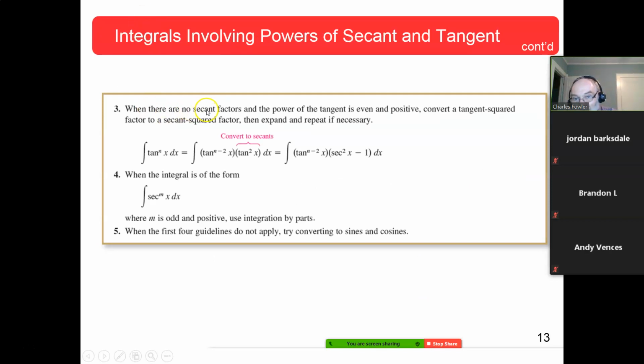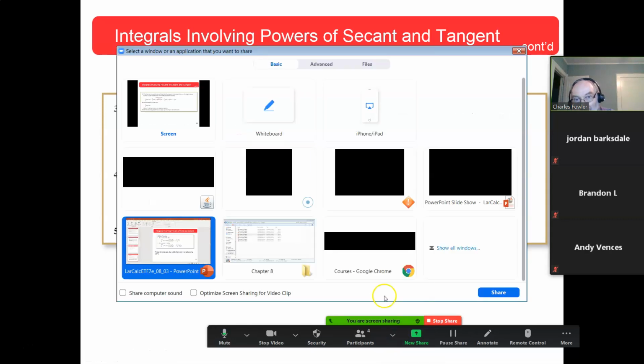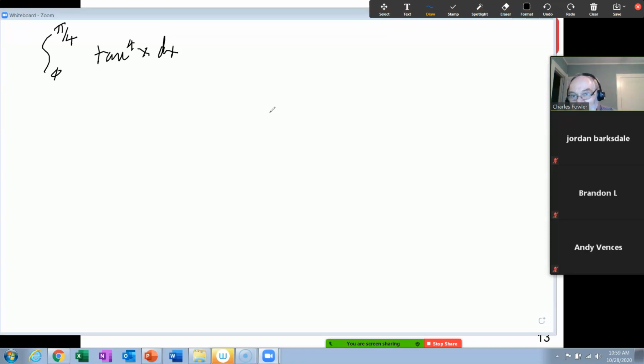Now, when there are no secant factors and the power of tangent is even and positive, that's what we have, tangent to the 4th, convert a tangent squared form to a secant squared factor, that's what I was suggesting that we do, and then expand and repeat if necessary. There's the key, repeat if necessary. Okay, so that's our approach here. Split this into a tangent squared. We have tangent to the 4th, tangent squared times tangent squared. Write this tangent squared as secant squared minus 1. All right. So that was the quick review of how to handle this, okay?